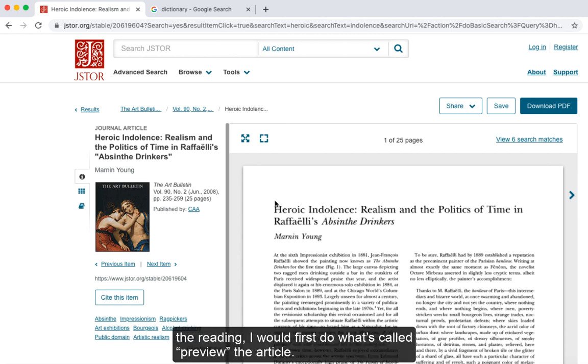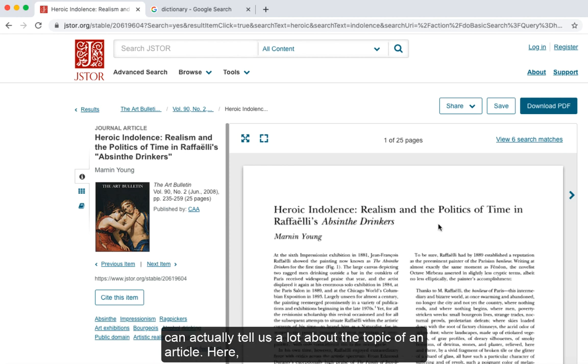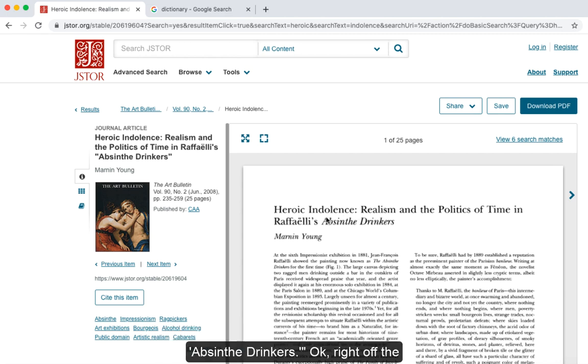Before I dive into the reading, I would first do what's called preview the article. Previewing involves skimming and paying attention to particular elements of the reading to find out information that will help me understand the article better when I actually go and read it. For this article, let's first take a look at the title. The title can actually tell us a lot about the topic of an article. Here, it's Heroic Indolence, Realism, and the Politics of Time in Raffaelli's Absinthe Drinkers.